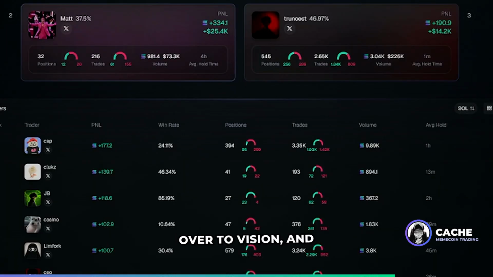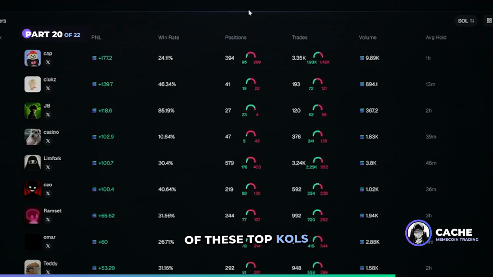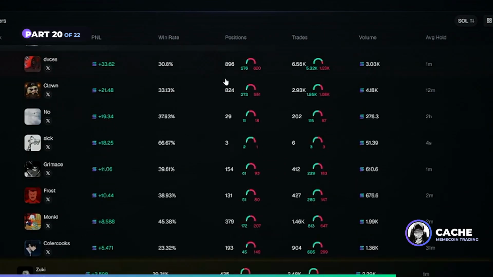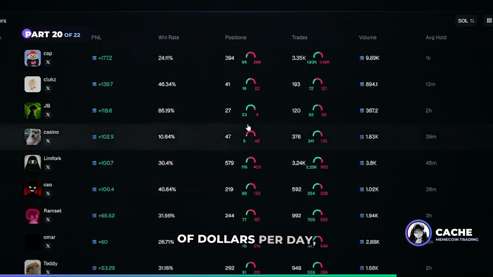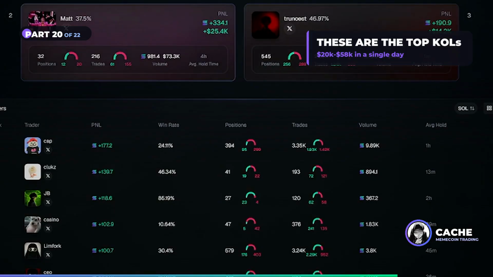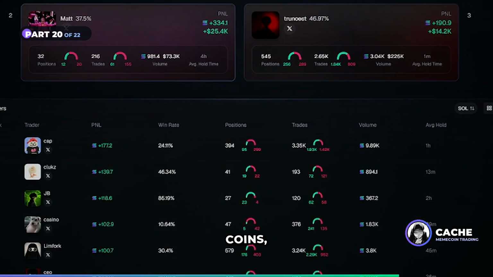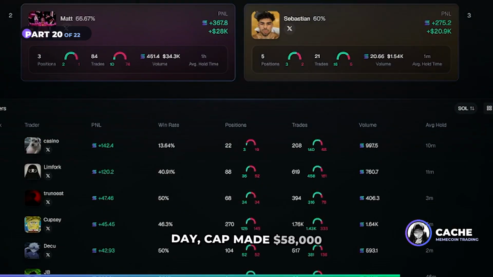Come over to Vision and you can see all of these top KOLs. These are people that make thousands and thousands of dollars per day. Let's look at this. Deku, one of the best traders at like short new coins. Let's go on the 1 day. Cap made $58,000 today. $28,000 a day.